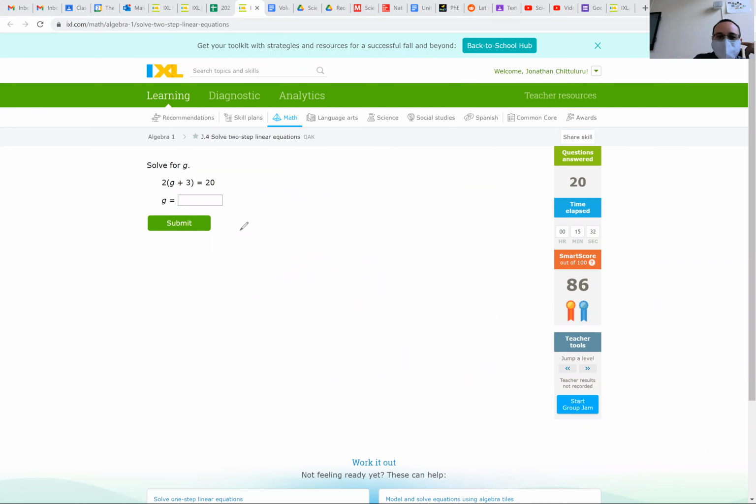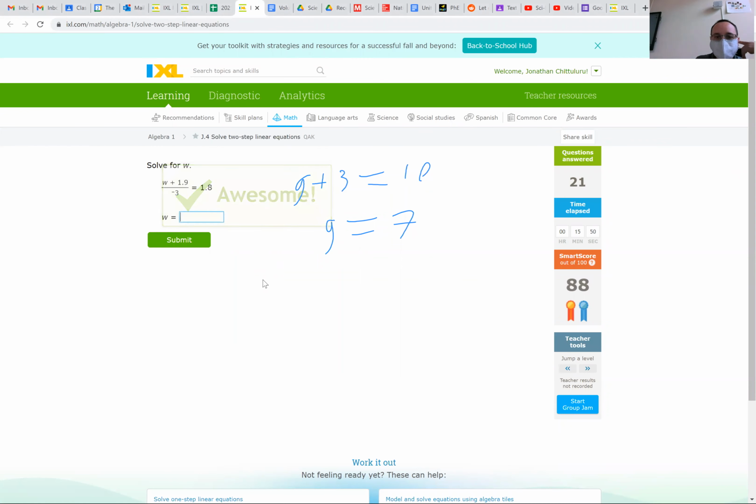So 2G plus 3 equals 20. So you've got to divide both sides by 2. So G plus 3 equals 10. And then you subtract 3 from both sides to get rid of the 3 on the left. G equals 7. Okay, let's see if we can put that answer in. That's great. All right. And let me go ahead and clear this off. Okay, so it looks like we probably have just one more to do. Let's make sure we get this right, yeah?